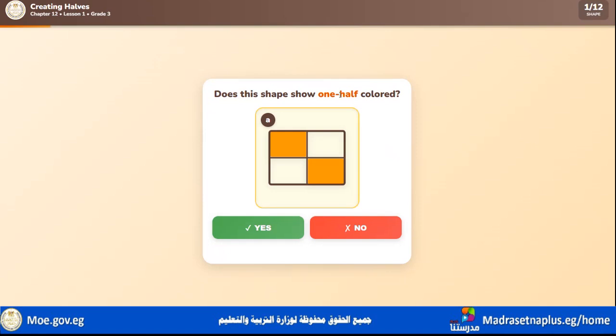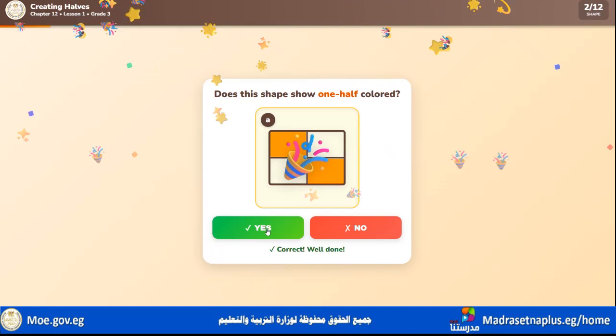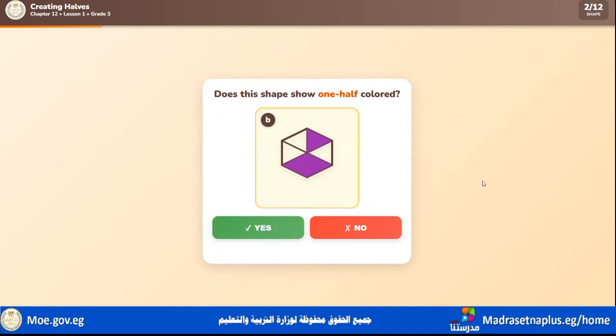So, one half. How many bars? 4 bars. I colored 2 of them. Yes, it's half. So just click yes. Good. This one, we have to be careful. If the colored equals the uncolored, that means this is half. Are the colored parts equal to the uncolored parts? Yes, they are. Are the colored parts equal to the uncolored parts? No, so this is not a half.